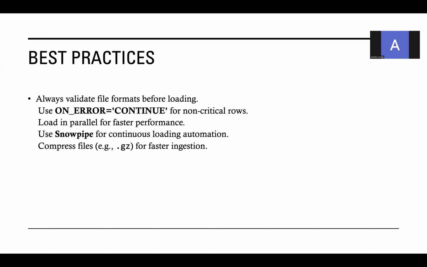Load in parallel for faster performance. Load the data in parallel so that the performance will be faster. Use ON_ERROR = CONTINUE for non-critical rows. Non-critical means it is not going to affect your business. Only then can you use ON_ERROR = CONTINUE. As I said earlier, ON_ERROR = CONTINUE is not a good practice for critical data. You will be losing important data which is required for your transformation and processing.